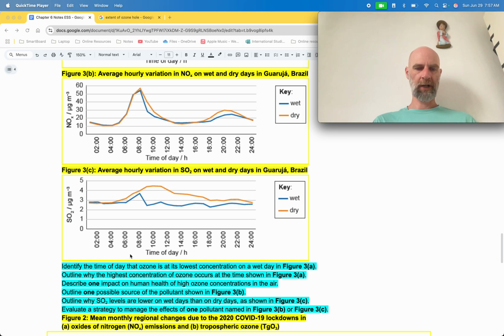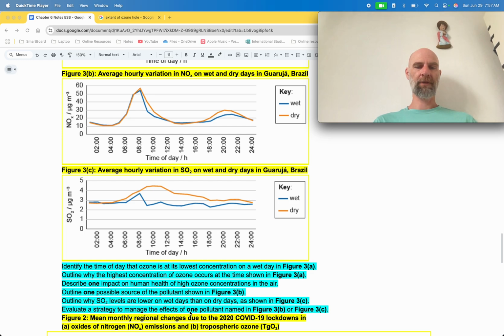All right. Outline why sulfur dioxide levels are lower on wet days than on dry days, as shown in Figure 3c. It's just because sulfur dioxide dissolves in water and then forms acid rain when it comes down. Acid rain basically deteriorates statues, anything with concrete or limestone in it.